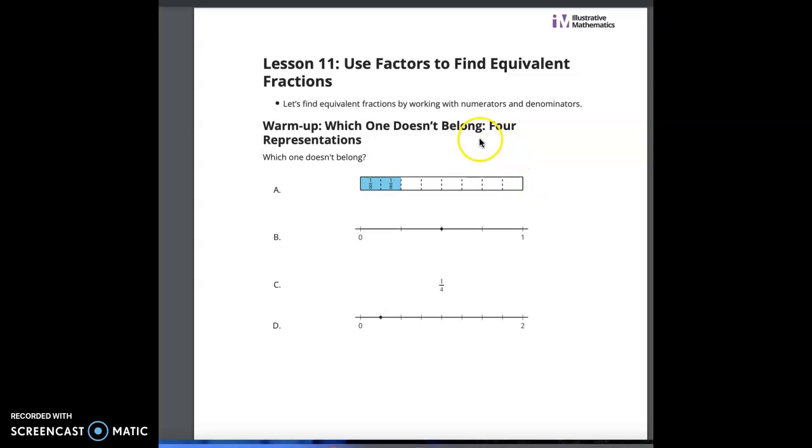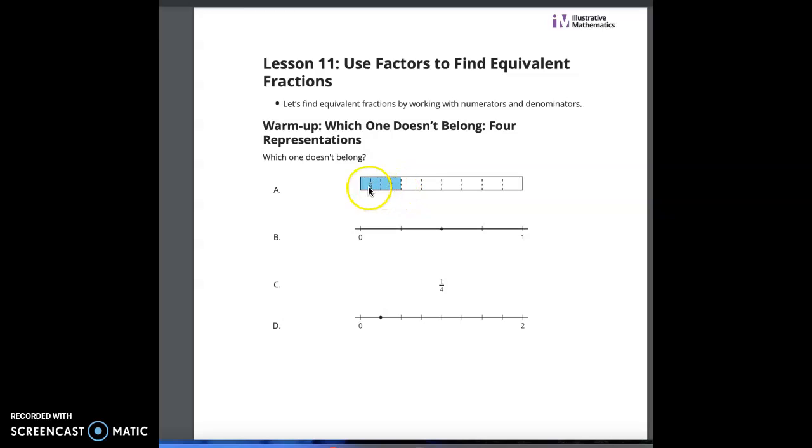We are now moving on to lesson 11, and our focus is going to be using fractions to find equivalent fractions again. So this is another warm-up, so it just kind of gets your mind going. And there's really no wrong answer to these. It's just getting you to think about fractions and what you notice and what different kinds of ways they can be written.